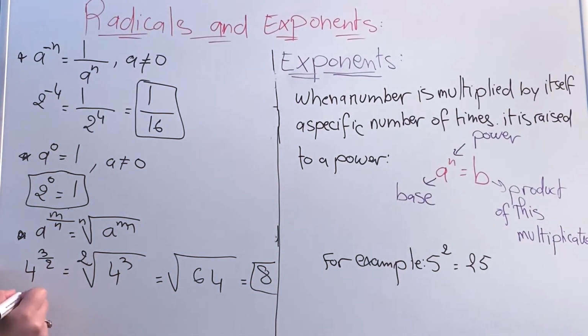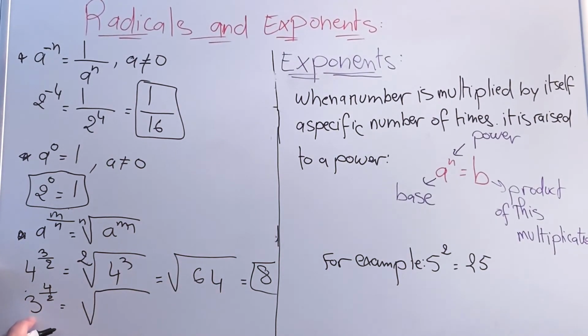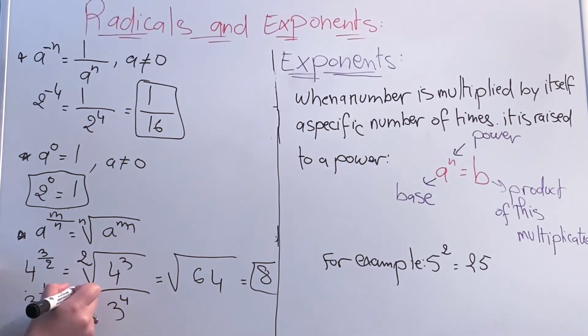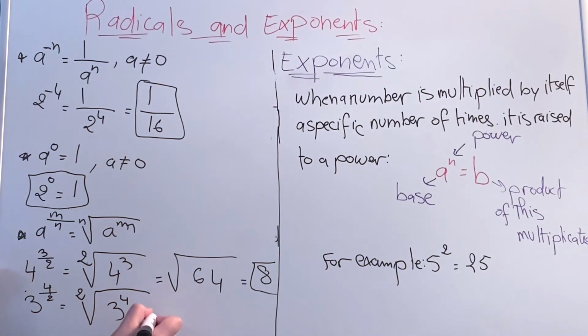For example, 3 raised to the power 4 over 2, same thing: base 3, power 4, index 2. So 3 raised to the power 4 is equal to 81, and the square root of 81 is equal to 9.